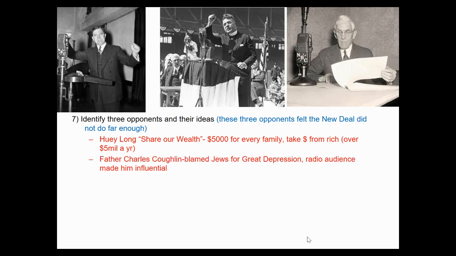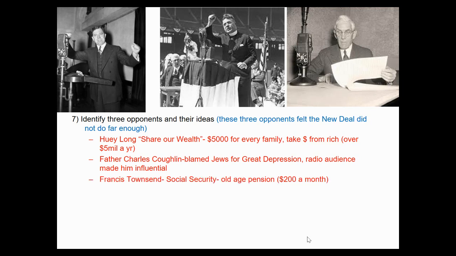Father Charles Coughlin's idea was to nationalize the banks, because he blamed the Jews for the Great Depression and for owning the banks. Now, what made him a scary person was that he had a radio audience of millions of people that were listening to his anti-Semitism as if it was a truth.